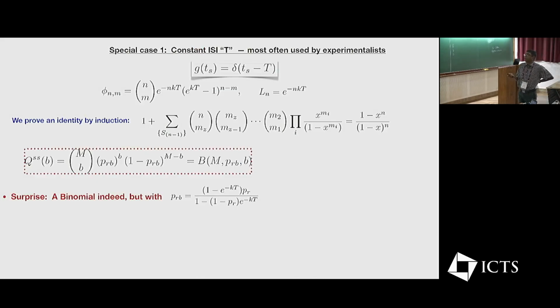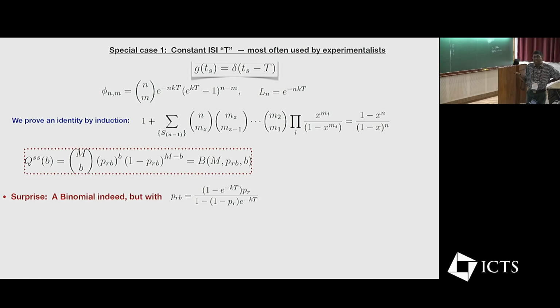This is a very popular case, that is, the spikes come at equal intervals. You take a Dirac delta. When that is so, these functions can be evaluated exactly. This series by mathematical induction can be reduced to this, and when we put all that together, to our surprise, we got a binomial. So for equal interval times, it is indeed a binomial, but the release probability is a modified release probability. It is no longer PR, but this complicated function which now depends on the replenishment rate K and capital T.